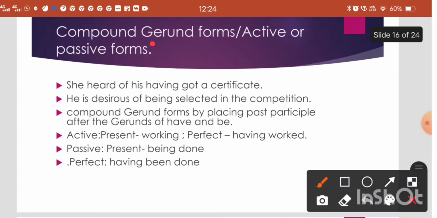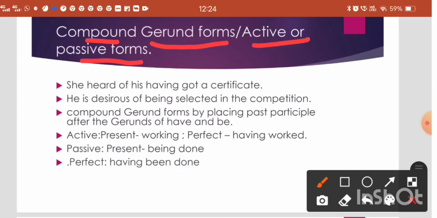Compound gerund forms. What are the compound gerund forms? And what are the active or passive forms? Let's learn. She heard of his having got a certificate. He is desirous of being selected in the competition. So what is the gerund form of have? Having, or be, being. So these are the two gerunds in the sentences. And after gerund we have used past participle in both the sentences. So when we use past participles after the gerund forms of have or be, then this is known as compound gerunds.